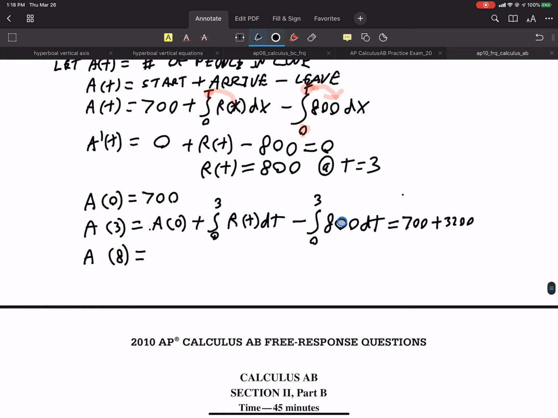So there are 2 ways to find this integral. The official way, you find the antiderivative of 800, and that would be 800t. Then you plug in 3, then you plug in 0, and you would get 800 times 3 minus 0. And that is our answer: 1,500 people.